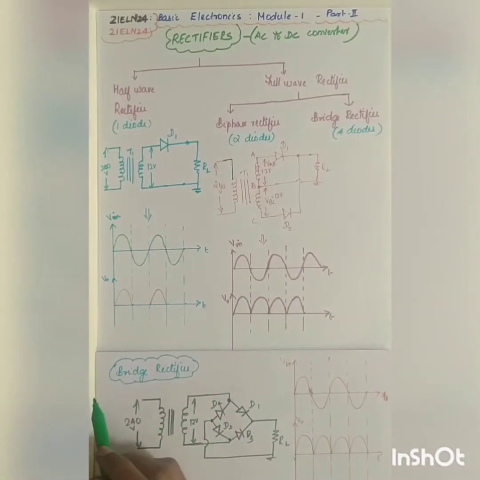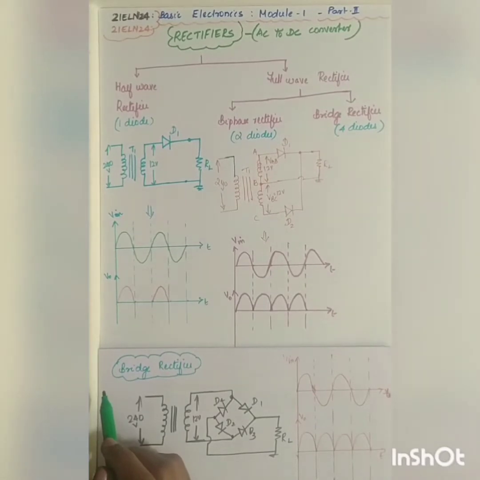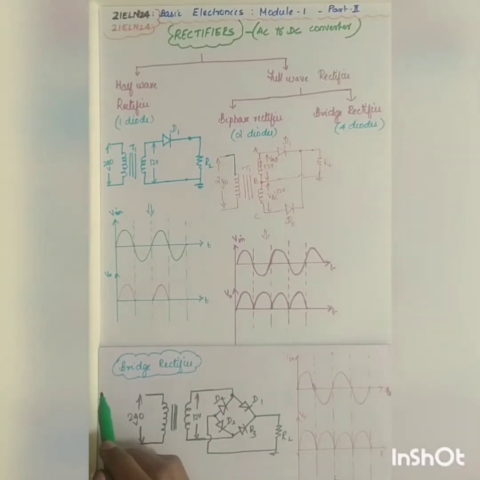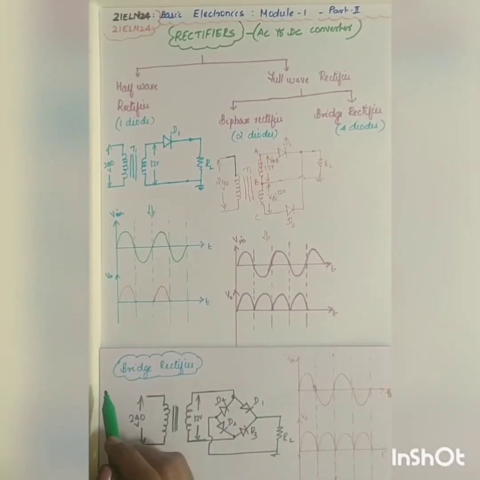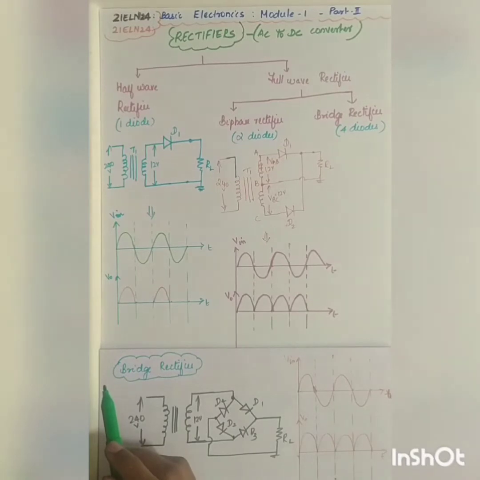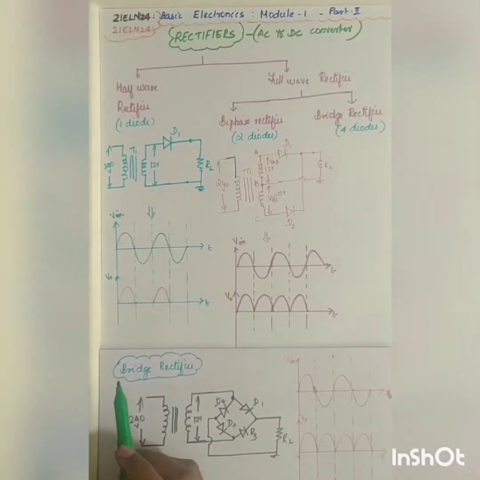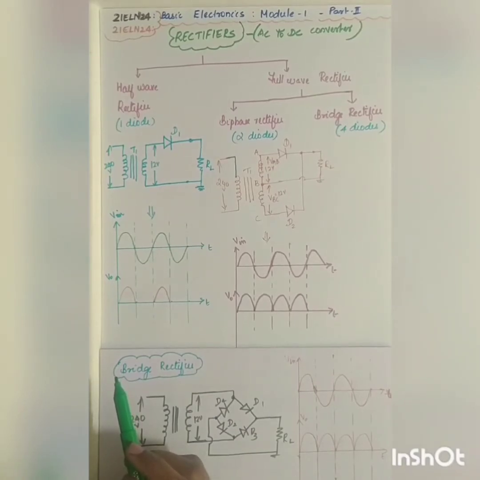So today let's see the continuation of the next topic, that is of Basic Electronics Module 1, which was Power Supply. The subject code is 21 ELN 24. Okay. So in the last video we have seen the introduction of power supply, what are the different blocks of power supply. So today we are going to learn about rectifiers.